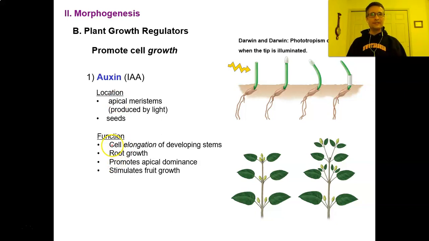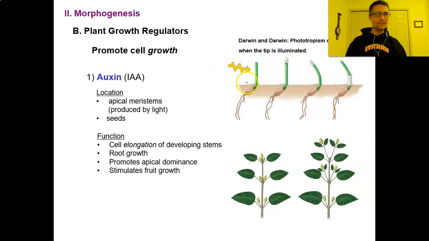And interestingly, it was Charles Darwin and his son that first did some of the initial experiments to demonstrate that there must be some sort of hormone coming from the apical meristem of a stem that impacts cell growth. So this is a very classic experiment that they did, and you can try a version of this if you want at home. They have a series of little seedlings. These could be little bean seedlings, for example. In an initial seedling, they cut off the apical meristem, and they shone light on just one side of the seedling.